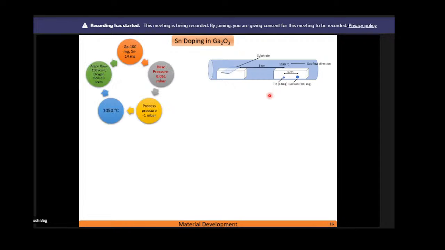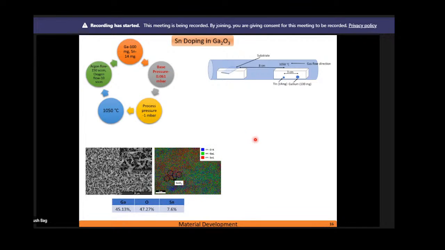Now, as I mentioned, we have tried to dope this gallium oxide with tin. Again, we had to change the configuration. Here you can see this is inside the furnace, where we have kept the substrate over a board and kept the tin and gallium, two precursors, just 8 centimeters apart from the substrate. Then we maintained a 1050 degree centigrade temperature under the gas flow. So these are the other process parameters which we utilized.